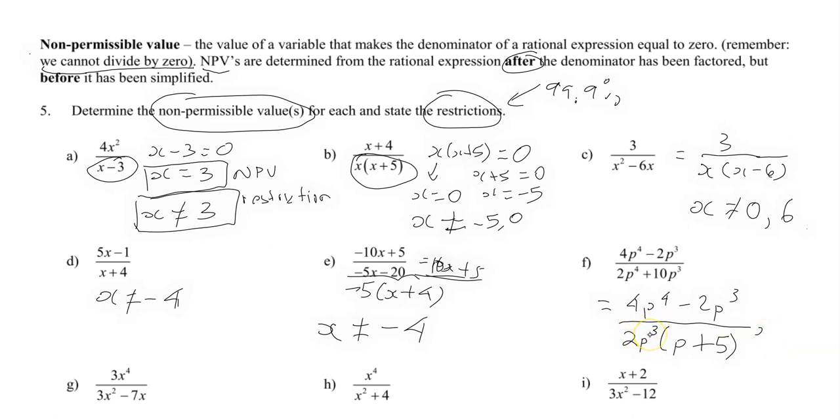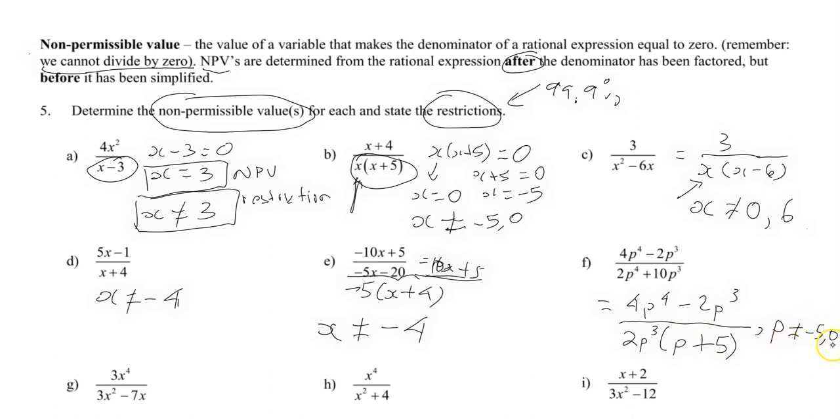If you ever have the variable by itself, like here, by itself, like here, even if it's cubed, then you just say the variable cannot equal, well, it can't be 0, and here it can't be negative 5. So I'm going to go negative 5, comma, 0.